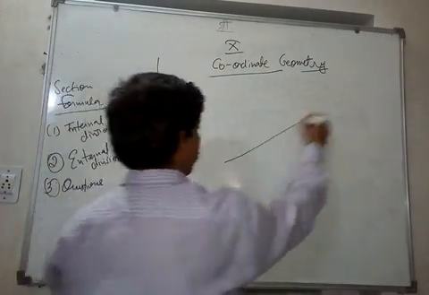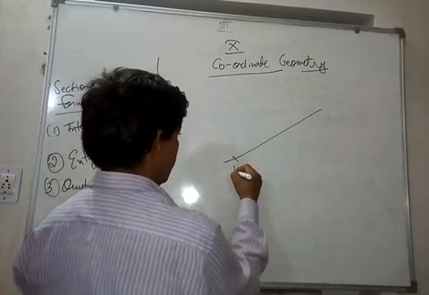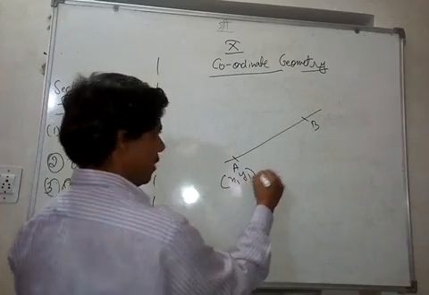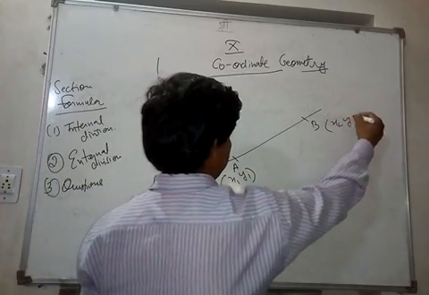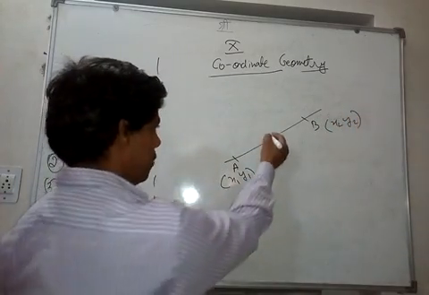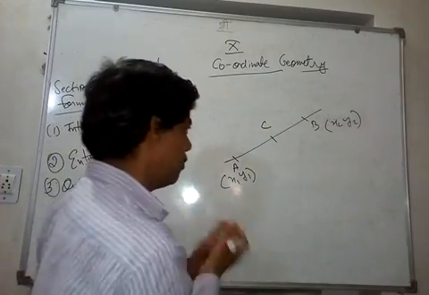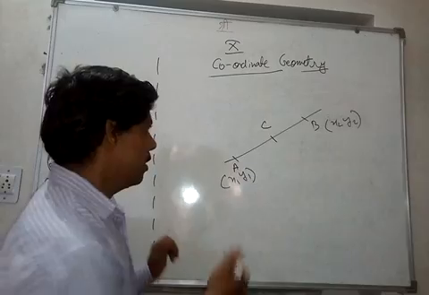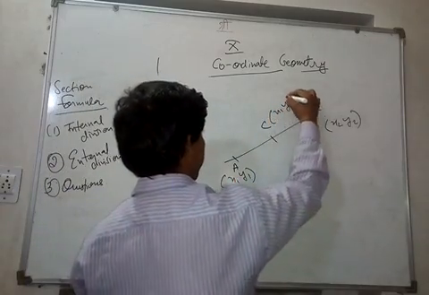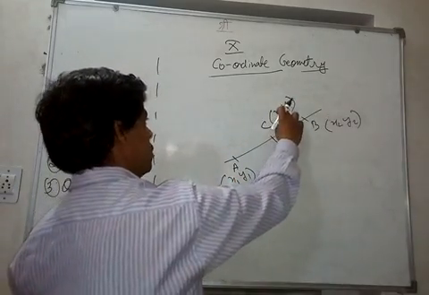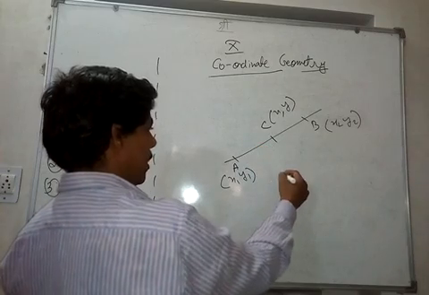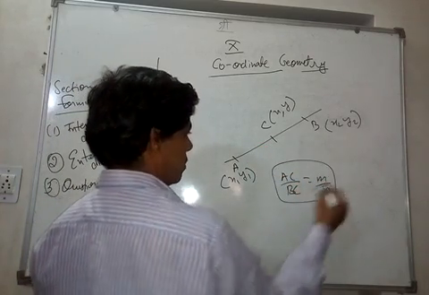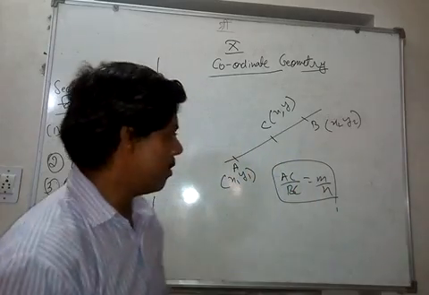So what we have to derive. Let's consider, suppose we have point A and point B. Suppose the coordinates are x1, y1 and x2, y2, right? And there is a point C. First we are doing internal division. So point C lies somewhere in between A and B. Suppose the coordinates of C are x comma y. And the ratio AC upon BC is m upon n. This is given to us. AC upon BC is m upon n.